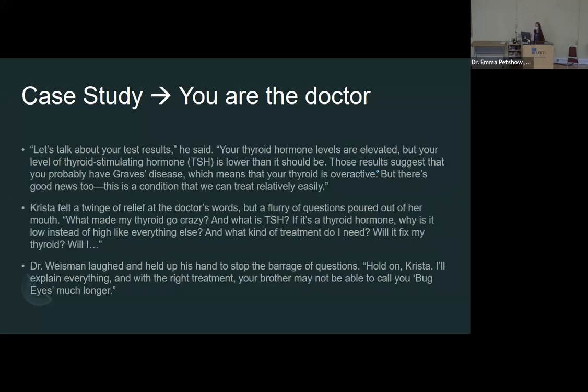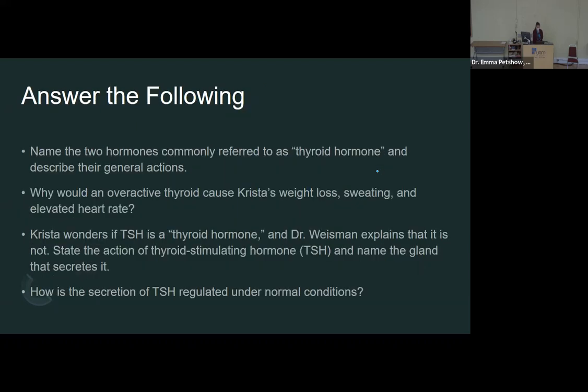All right, so now we have results. Thyroid hormone levels are elevated, but TSH is lower than it should be. Those results suggest that you probably have Graves' disease, which means that your thyroid is overactive, but we can treat it. She had lots of questions, and then he kind of offended her eyes.